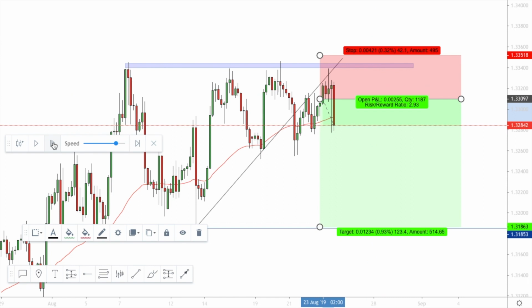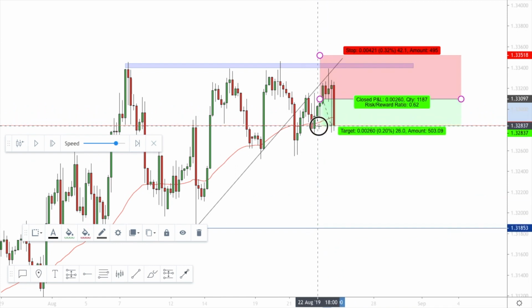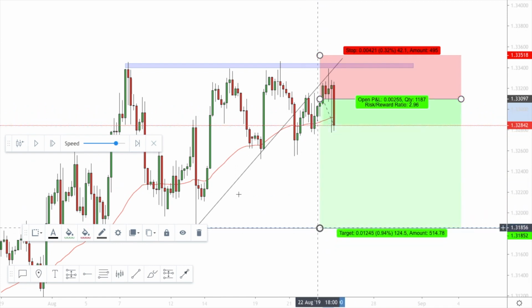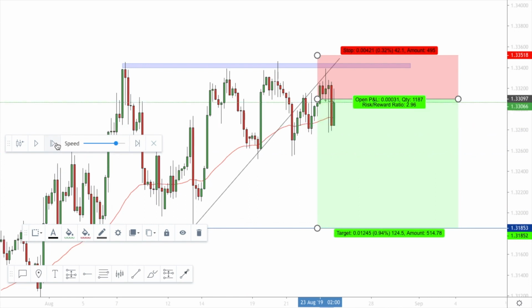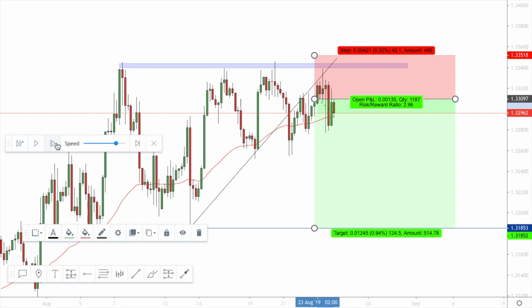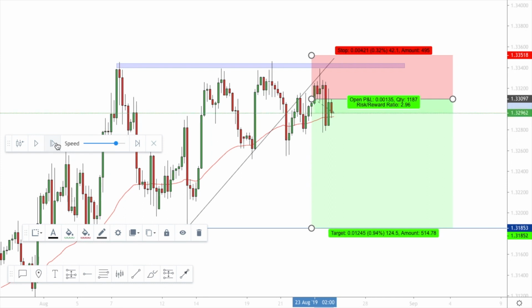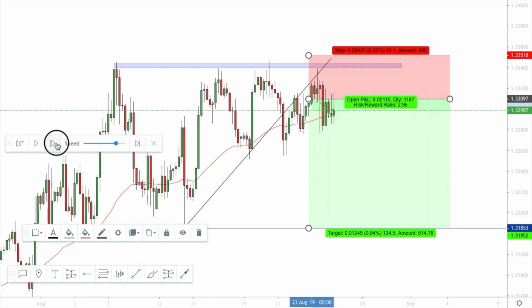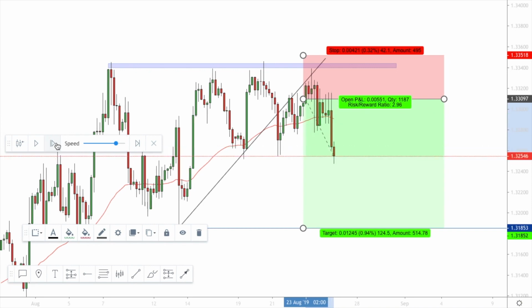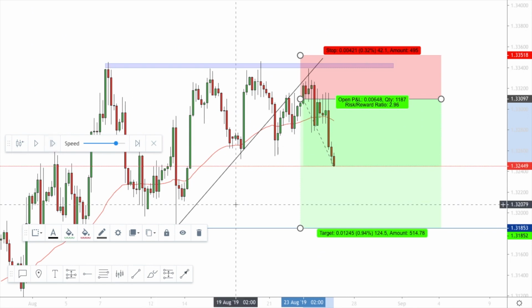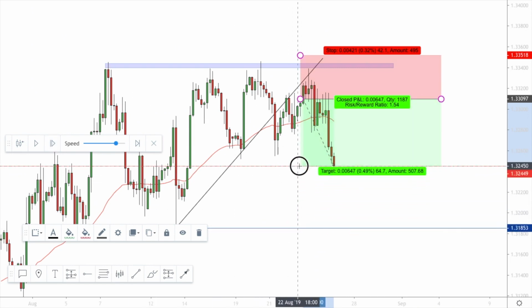Okay, so here we had a really nice 4 hour rejection, as you can see. The trade at this point is running 0.6% in profit. Let's keep moving it forward. As you can see, it slightly came back up, but let's not worry about that. We'll keep forwarding the trade on. Still in profit here. And then there, another really nice 4 hour close, at which point this trade is now running 1.5%.